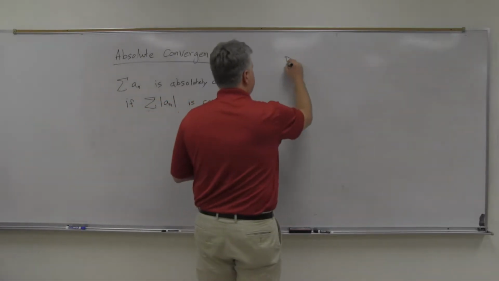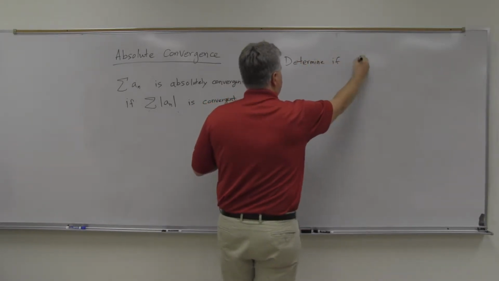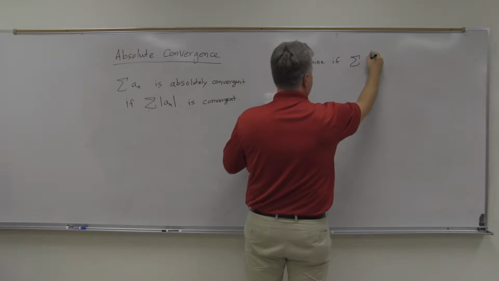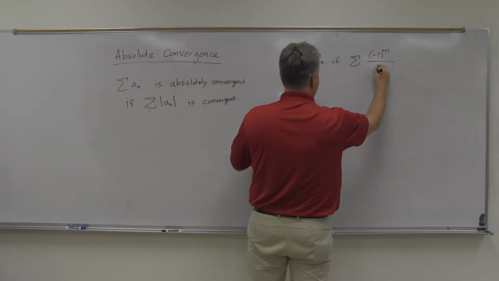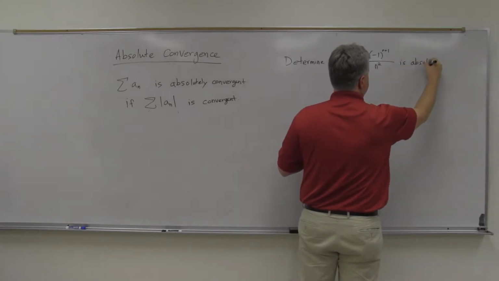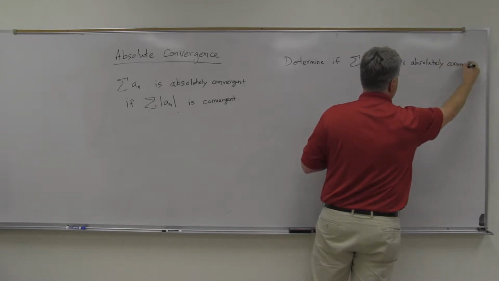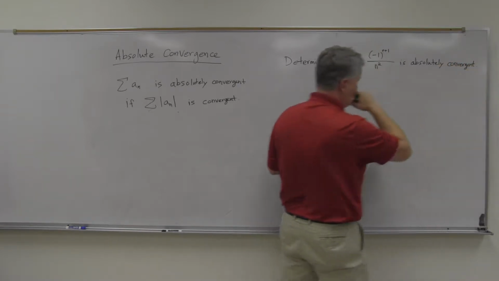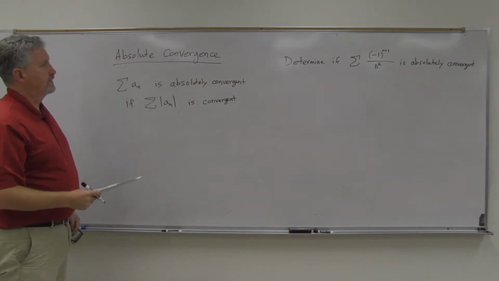All right, so let's determine if the series (-1)^(n+1) over n squared is absolutely convergent. Determine if that's absolutely convergent.